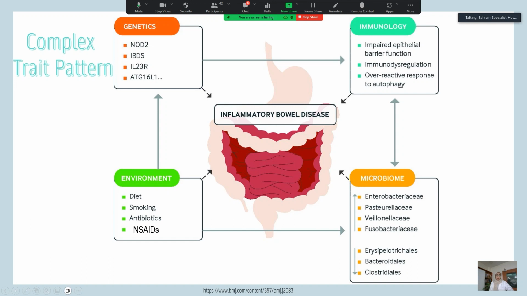As we can see in this figure, there are some examples of genes that could carry a mutation. If the patient has one of these genes, it could interact with bad habits in the environment around him, like a bad diet, heavy smoking, frequent antibiotic use, or heavy NSAID consumption. With these environmental factors, he could impair his immune system, and this immune system will impair the epithelial barrier cells in the intestine and attack the epithelial cells, causing the disease. It will also alter the regular microbiome inside the intestinal lumen.